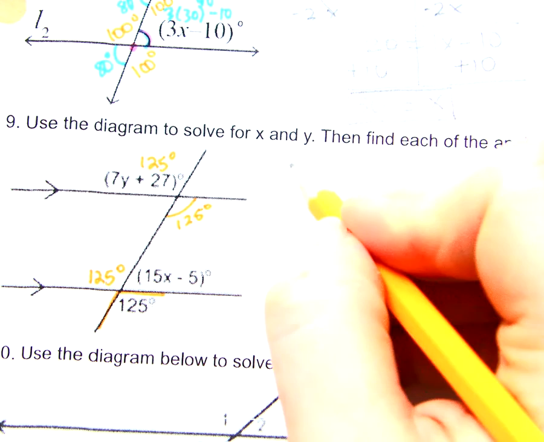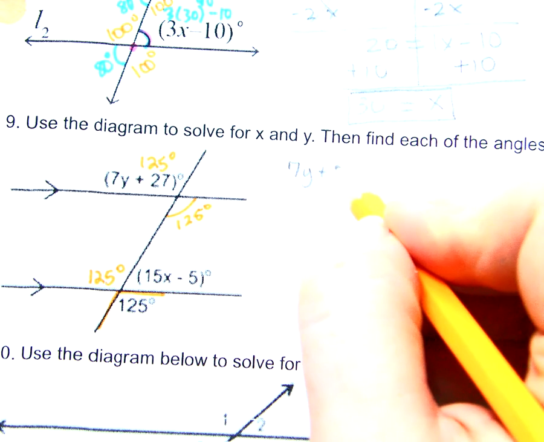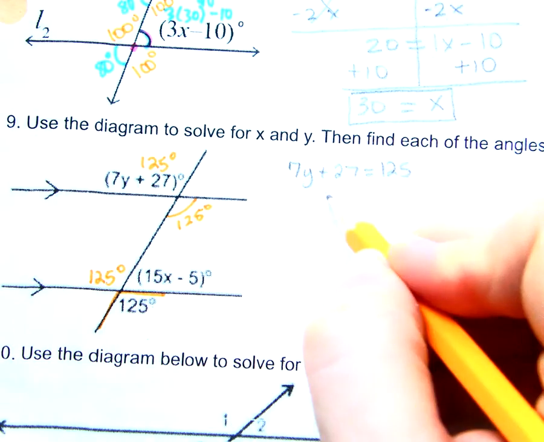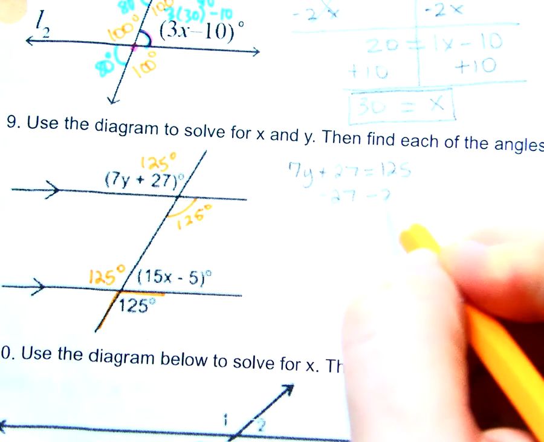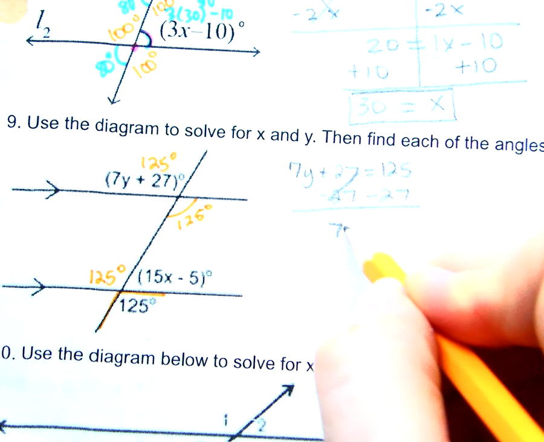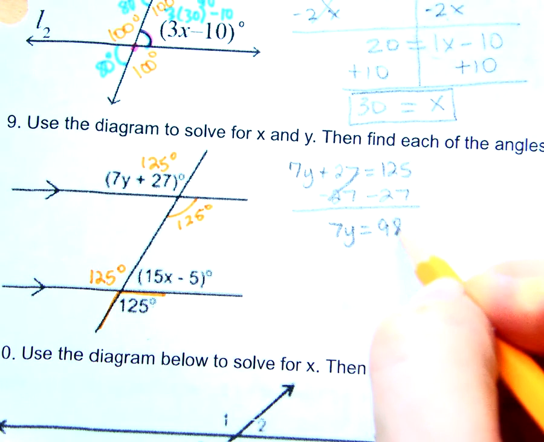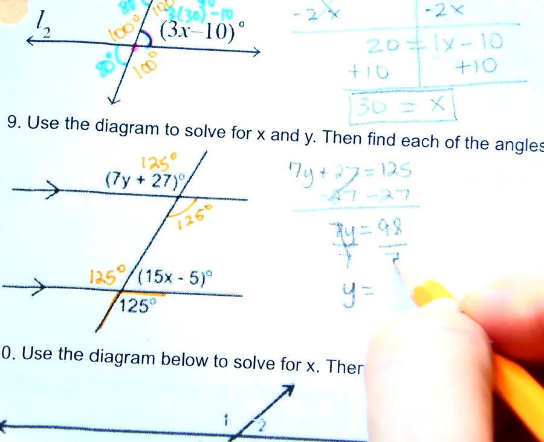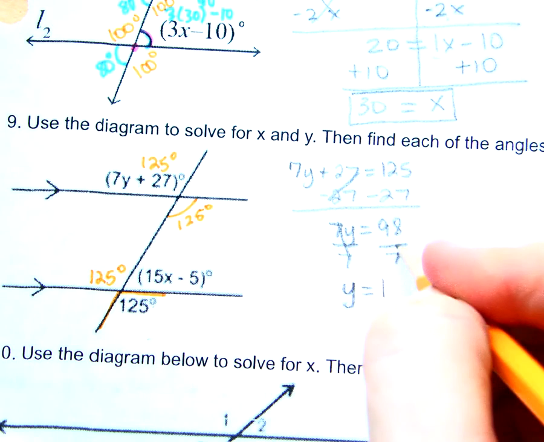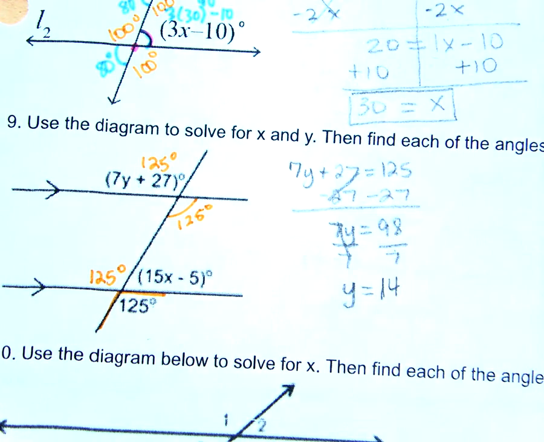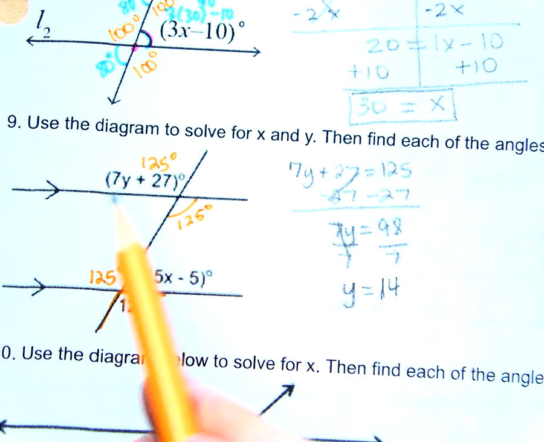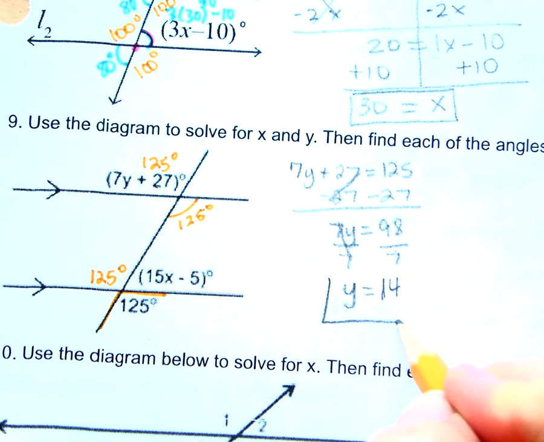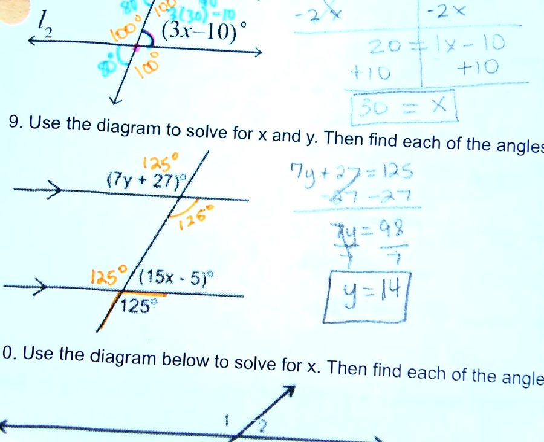So I'm going to do a quick solve for y here. 7y plus 27 equals 125. And then just a quick solve. It's a simple two-step equation. Subtract 27, and I get 7y equals 98. And divide by 7, and y, see 7 goes into 9 one time with 2 left over. 7 goes into 28 4 times, so y is equal to 14. And I could check that by doing 7 times 14 plus 27 and making sure that it's equal to 125. So there's my y.